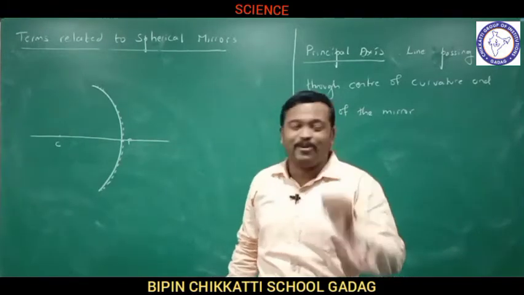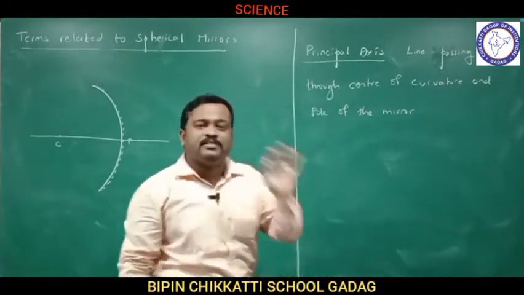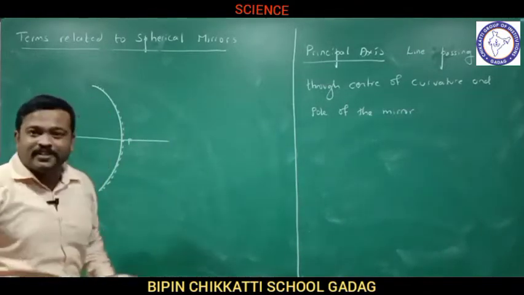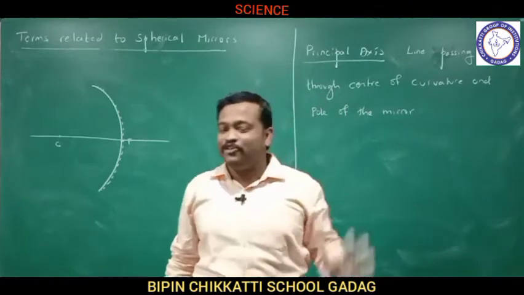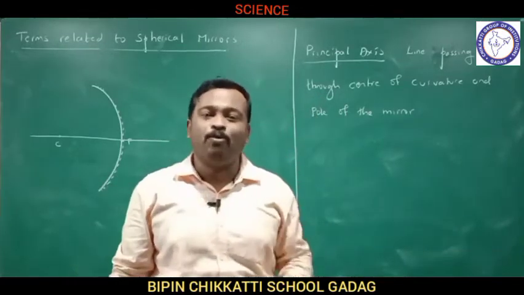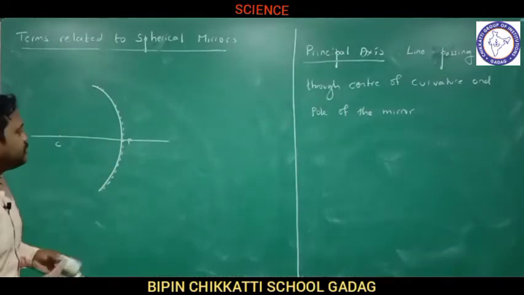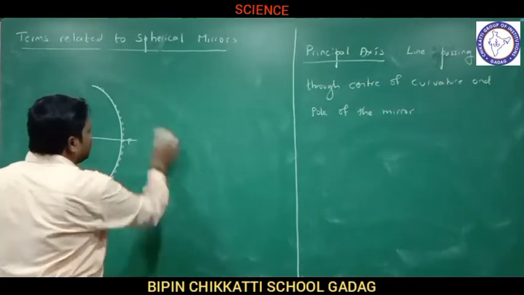This is the fourth terminology we are studying. What is the principal axis? Simple. Whenever we speak about an axis, the axis is a line which passes through the center of curvature and the pole, and that line is called the principal axis. For example, this is the principal axis.